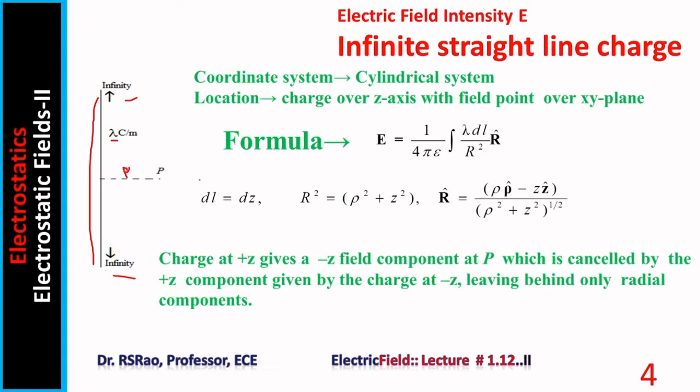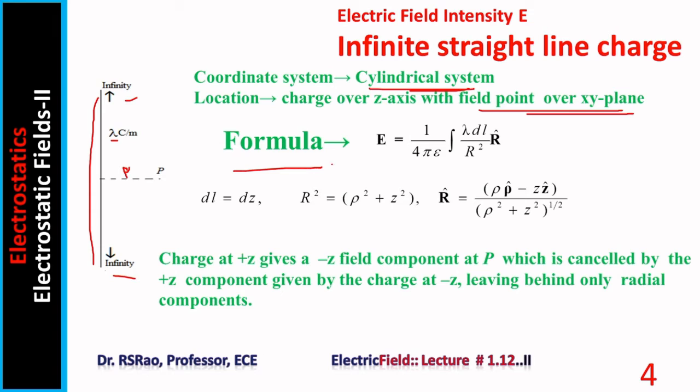While solving the problem, we follow the steps that were enumerated earlier. Now, coordinate system: out of the three available to us, which one do we select? We have to go for the cylindrical system, because a straight line is a cylinder with radius tending to 0. So it exhibits cylindrical symmetry. Therefore, the cylindrical system is the appropriate one. And then we locate the charge over the z-axis and move this charge in such a way that the field point is over the xy plane. If we locate in this manner, the solution becomes quite easy.